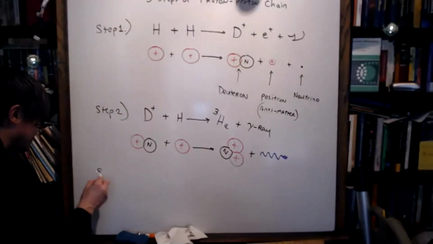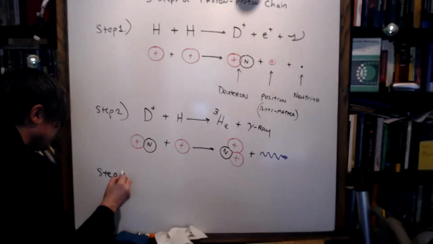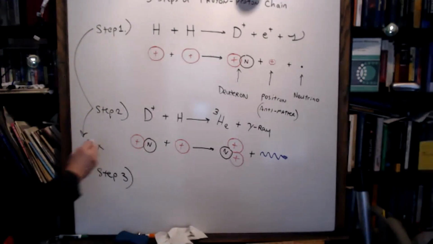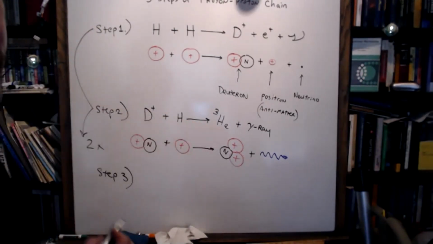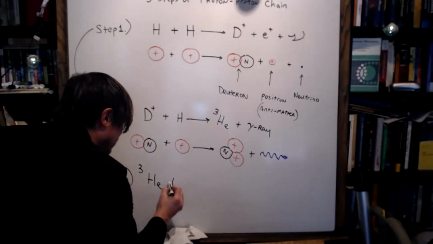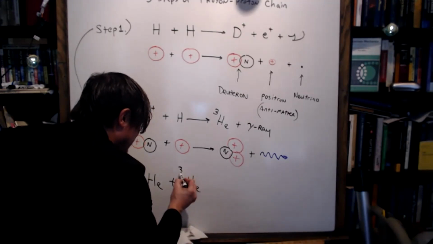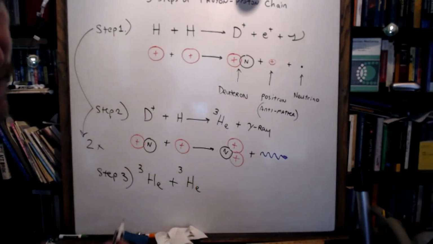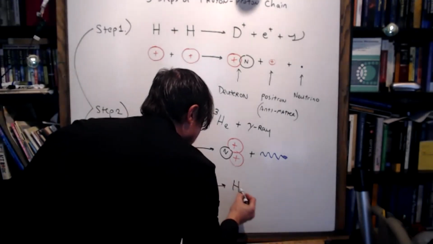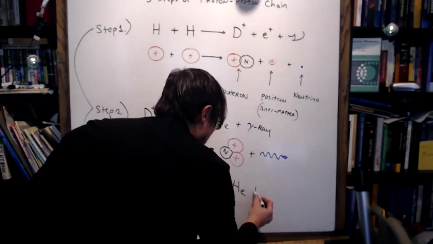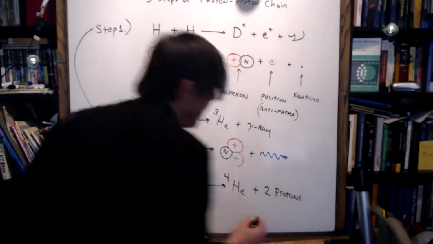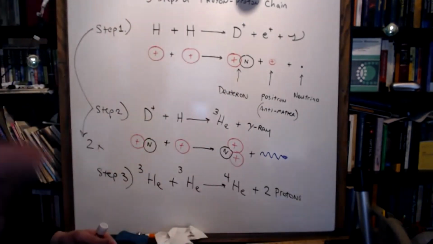Finally, in step 3, step 1 and step 2 have to happen 2 times to create 2 helium-3 particles. So helium-3 collides with another helium-3 nucleus. They mush together to create a proper helium-4 nucleus. And they leave behind 2 protons as extra byproducts of the reaction.